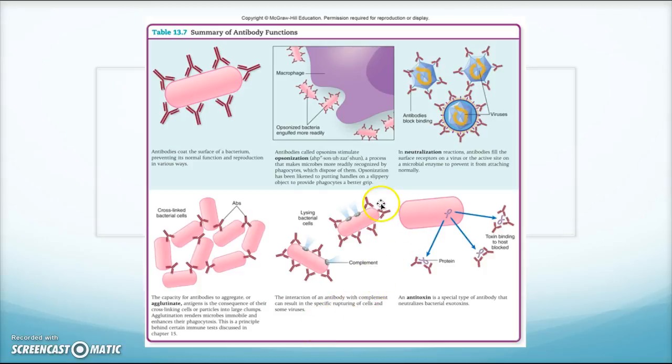And then another one, we talked about the complement system, the complement pathway in the last chapter. If we get these antibodies, this often allows for binding of the complement proteins, which can puncture the bacterial cell. And then the last thing that can happen is sometimes it can work as an antitoxin. When a toxin is produced by a bacteria, the antibodies might be specific for that and actually bind and stop them from attacking the host.